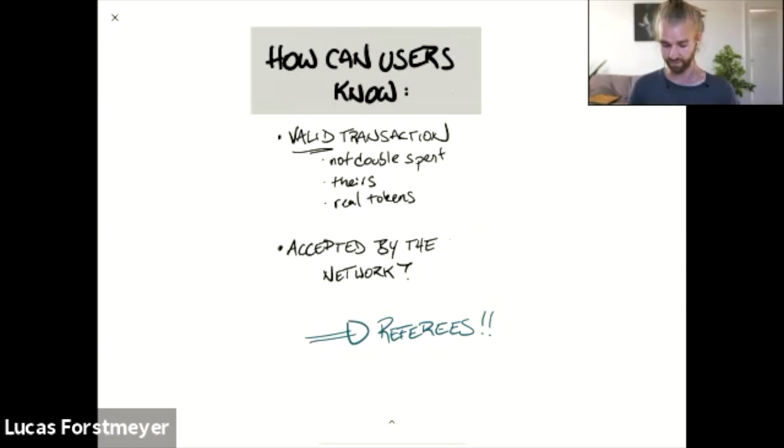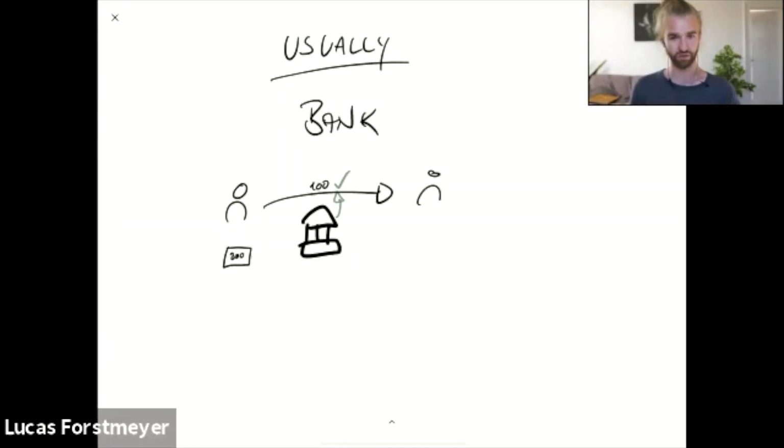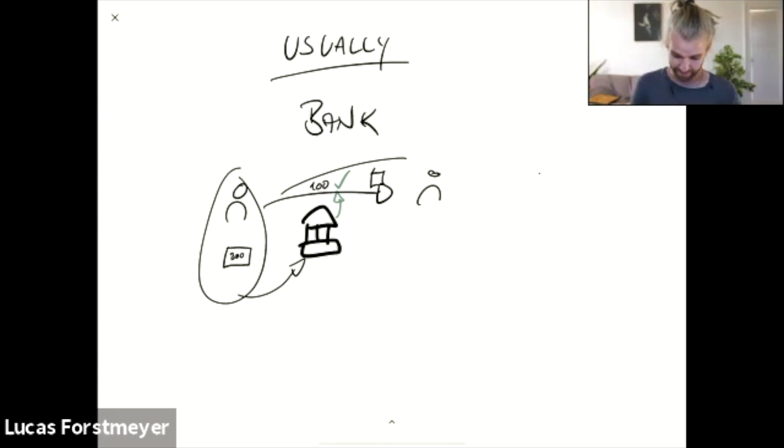Because that's usually what banks do. Usually I send you money and it goes through my bank at home. My bank says, yep, he has that money. It goes to your bank and your bank then tells you, yep, you received that money. So usually there are two banks in the middle that make it possible for us to send money to each other. But on Bitcoin, these two banks don't exist. On Bitcoin, there's only that weird network.